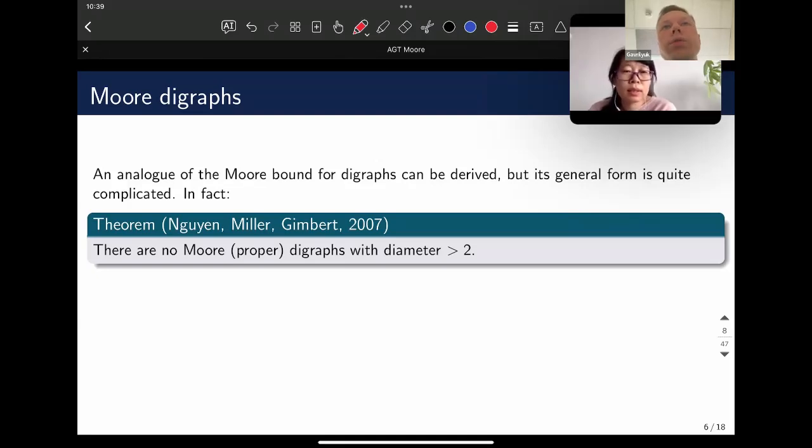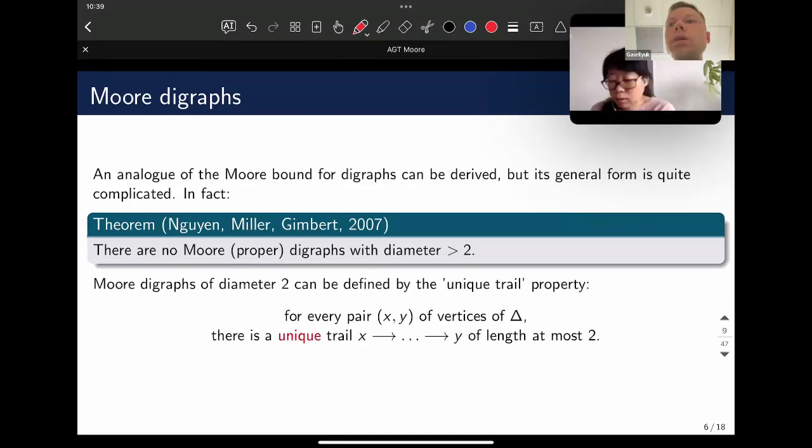So from now on, we can just focus on the case of Moore digraphs which have diameter 2. Such graphs can also be defined by what I'm going to call the unique trail property. So for every ordered pair x and y of vertices of a Moore digraph delta, there is a unique trail from x to y of length at most 2.